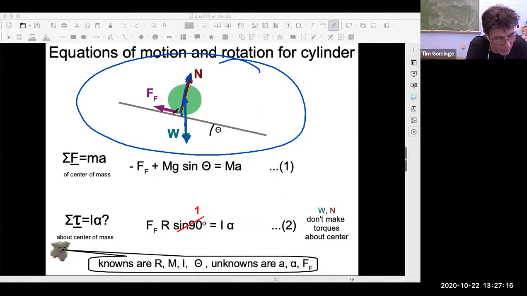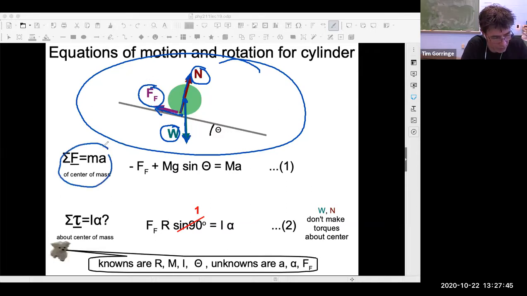Labeled it N. And then finally, there's a friction force. If there wasn't friction, you wouldn't get the rolling. You'd just get sliding. And also, I've been careful. I've put it where it acts. It acts at that point of contact between the rolling object and the incline. So those are the three forces, the weight W, the normal force N, and the frictional force F, subscript F. And those are the ingredients in writing down the equation that describes the translational motion and the equation that describes the rotational motion.